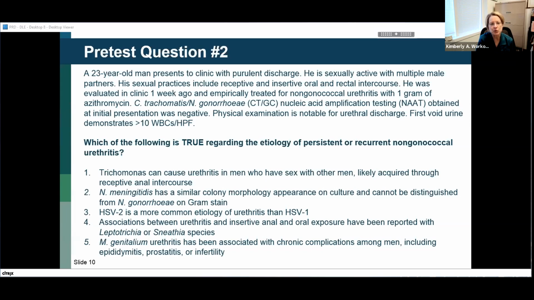I'll be interested in these responses. So this is again getting at your knowledge regarding recurrent non-gonococcal urethritis.